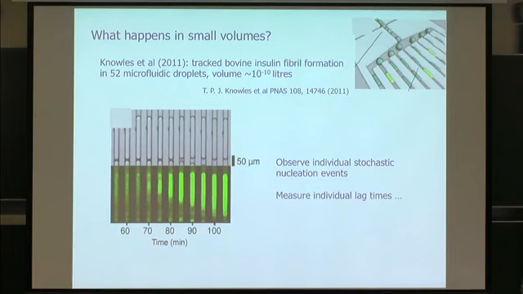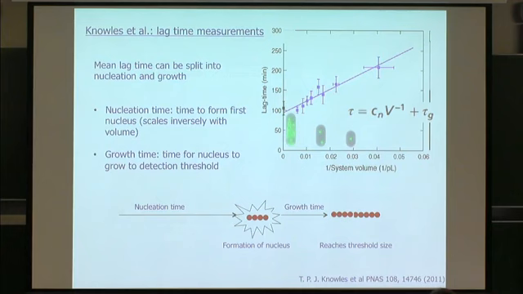What we're going to focus on in this talk is that they also were able to observe the individual stochastic nucleation events in different droplets. And from that they could measure the lag times in these individual droplets, and so that gives some information about the stochasticity of this process. But they only did 52 droplets, so the statistics were not quite what one might have wished.